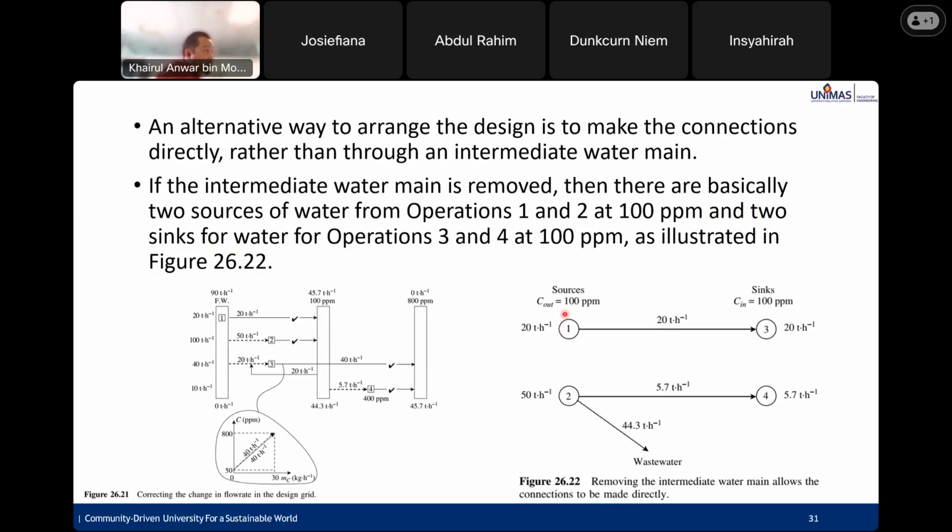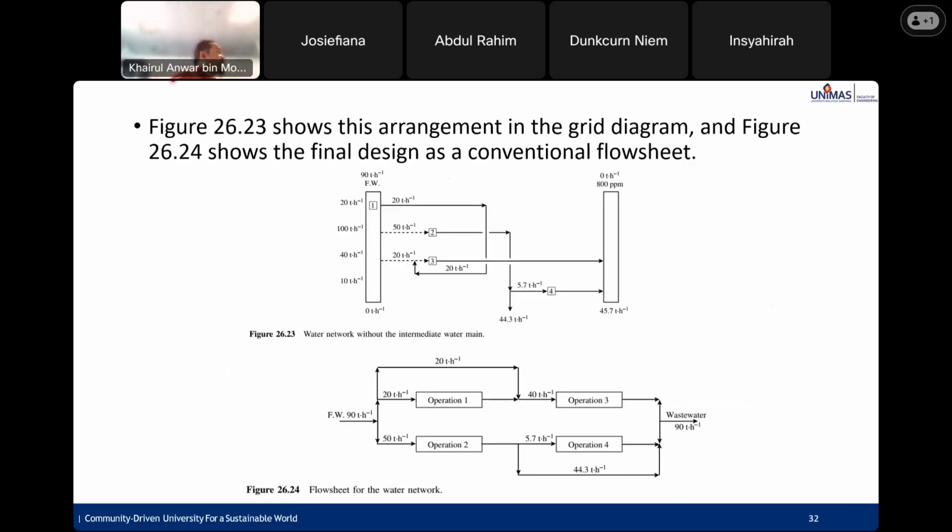So the concentration is 100 ppm here. Operation 1 goes to operation 3, operation 2 goes to operation 4, with 44.3 going straight to the structure. Figure 26.3 shows this assessment in a grid diagram, and figure 26.4 shows the final design as a conventional flow sheet.